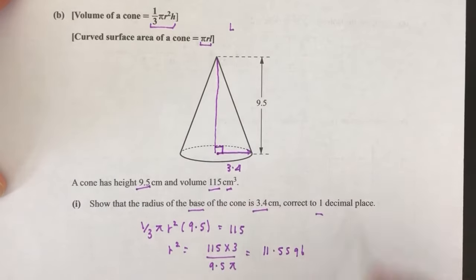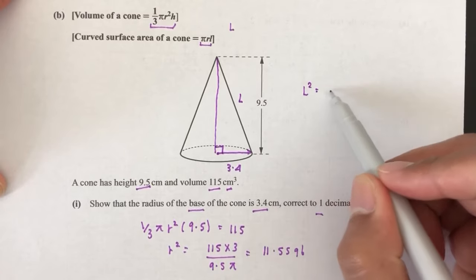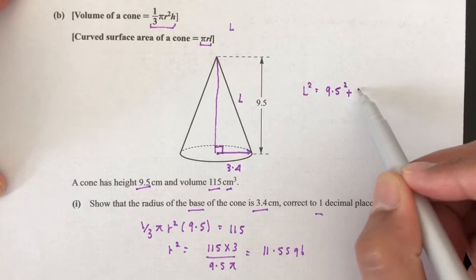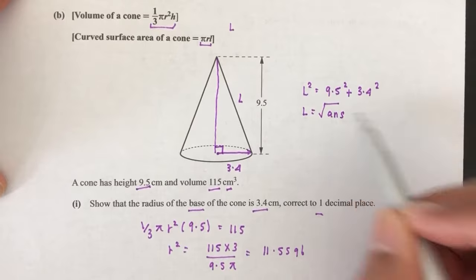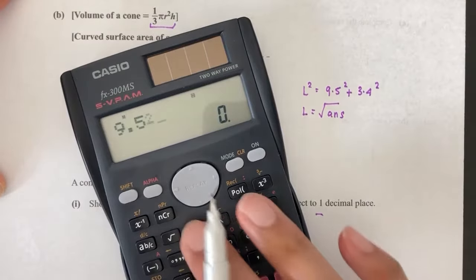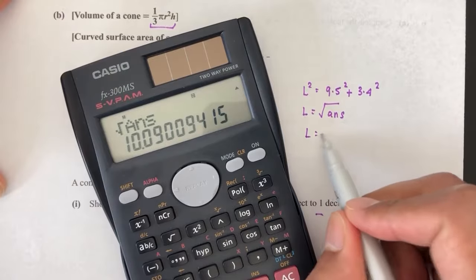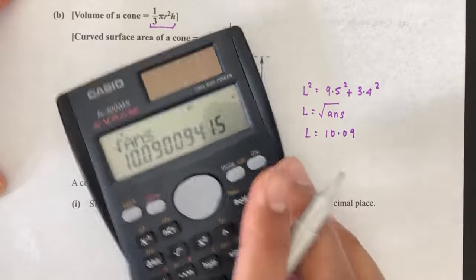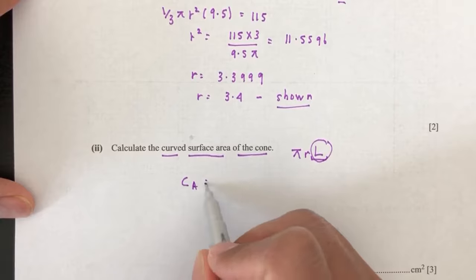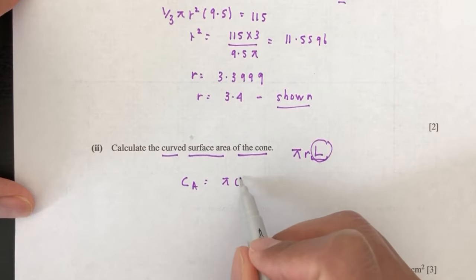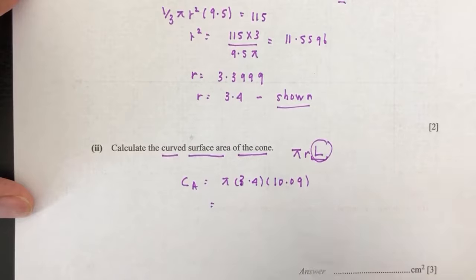So we use the Pythagoras theorem again. Let's call this L. So we have L square is equal to 9.5 square plus 3.4 square. So L must be square root to answer. Let's find out. 9.5 square plus 3.4 square root, that will be 10.09 for the value of L. Now to find the curved area, that will be pi times r, which is 3.4, times L, which is 10.09, as we have just found.